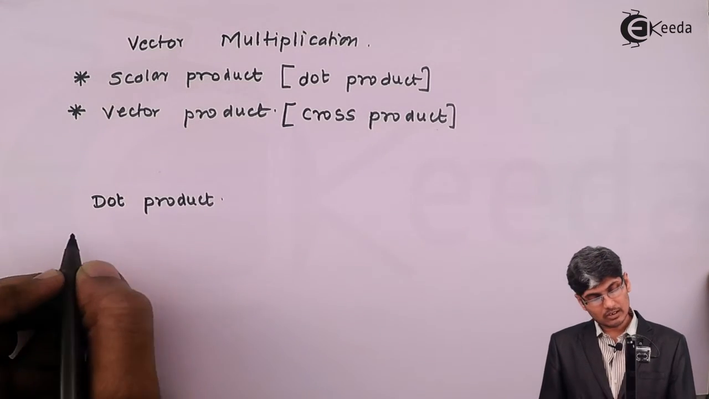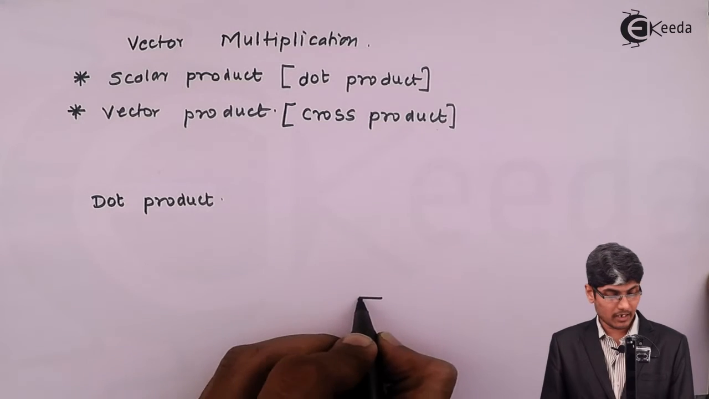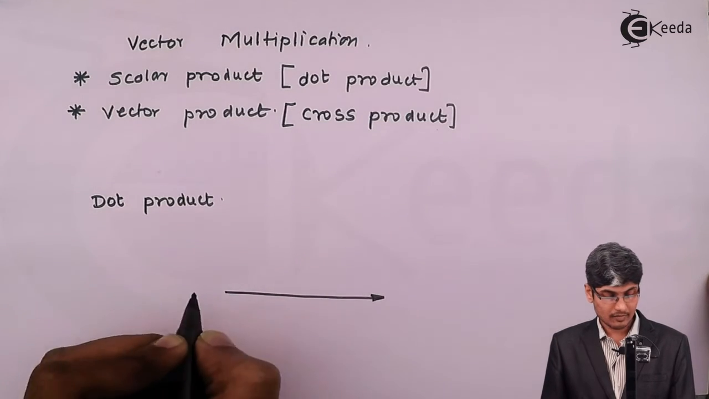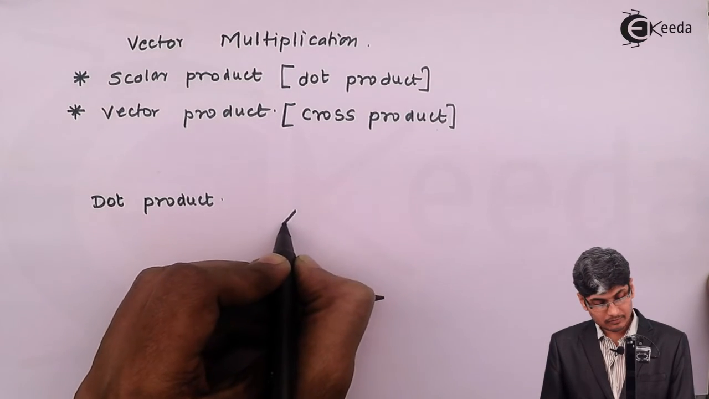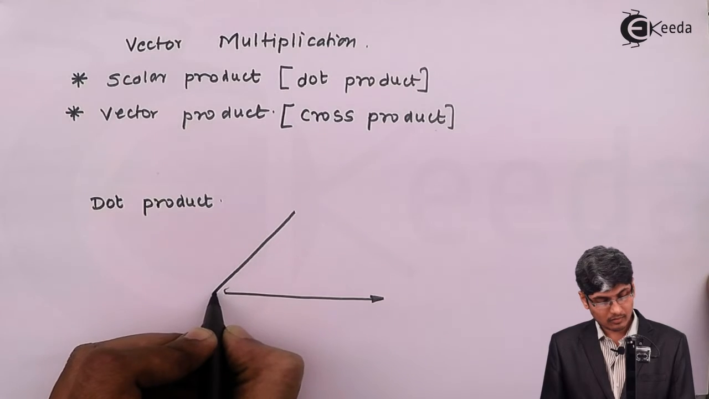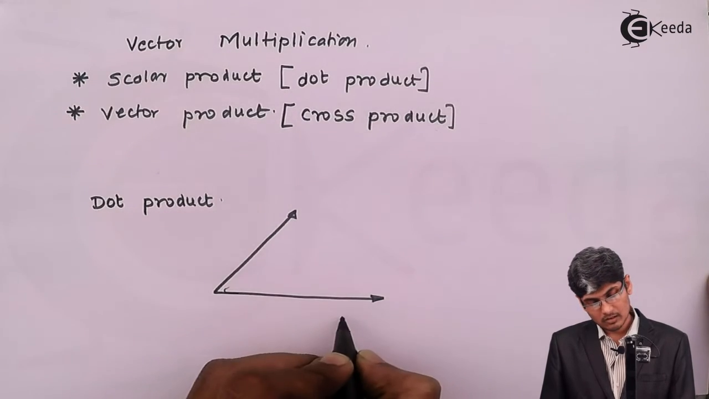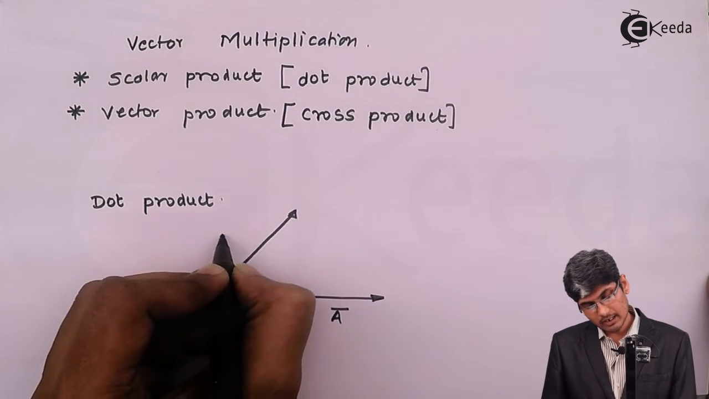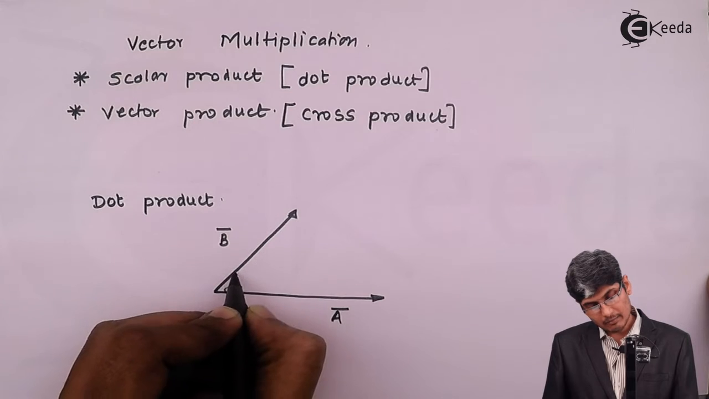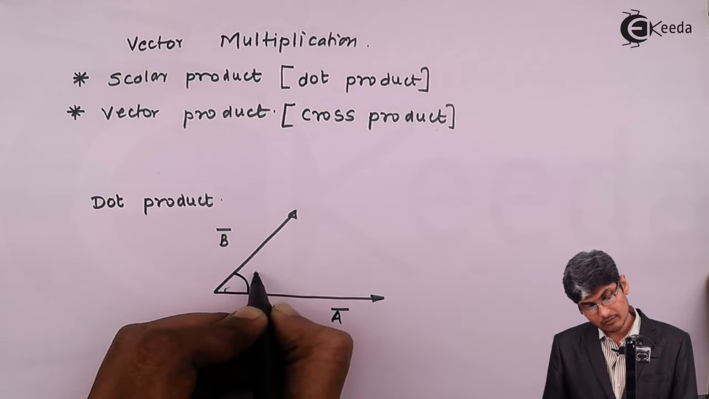in which, let's say I have a vector A and a vector B. This is vector A and vector B, and they are making a certain angle between them, which is theta.